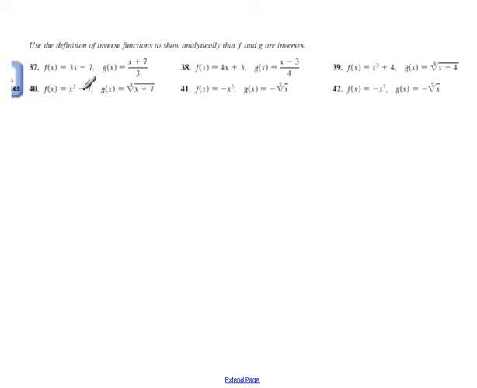And then just a few more. Use the definition of inverse functions to show analytically that f and g are inverses. So all I want you to understand here is that whenever it says solve analytically or show analytically, you've got to find f composed with g and g composed with f.